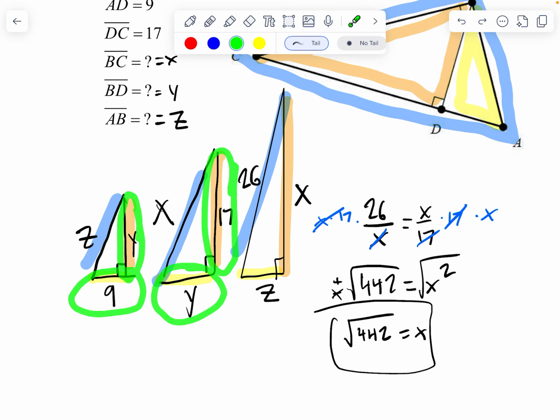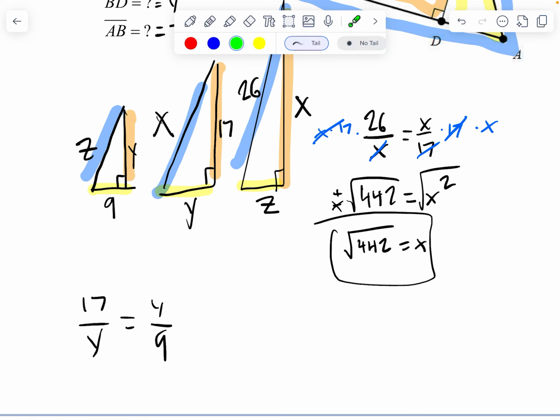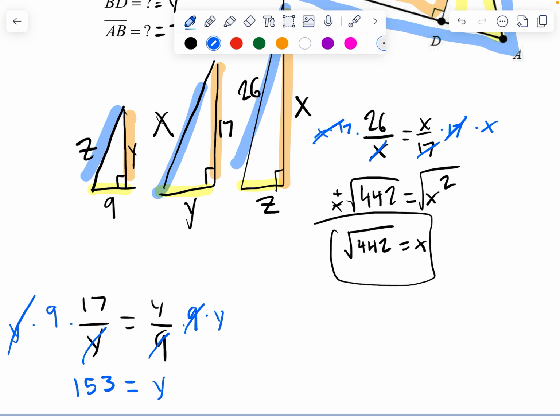Keep in mind, you can't use all three triangles at once. You're only using 2 at a time. So same idea. I'm going to go 17 to Y equals Y to 9. So 17 to Y equals Y to 9. And then solve. Times 9 and Y. And we get 9 times 17, which is 153, equals Y squared.